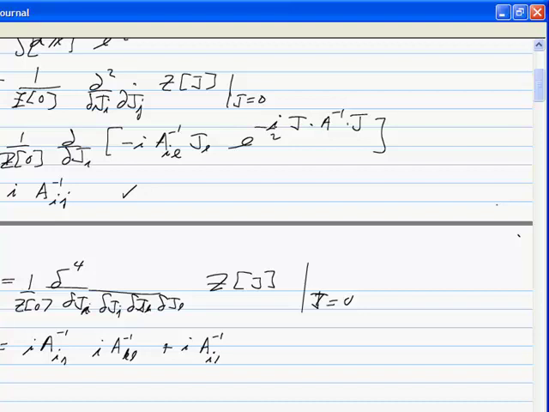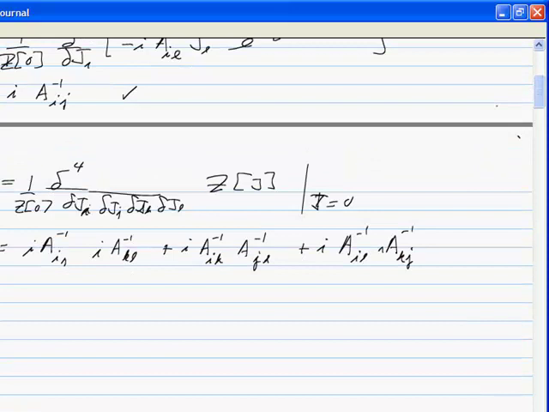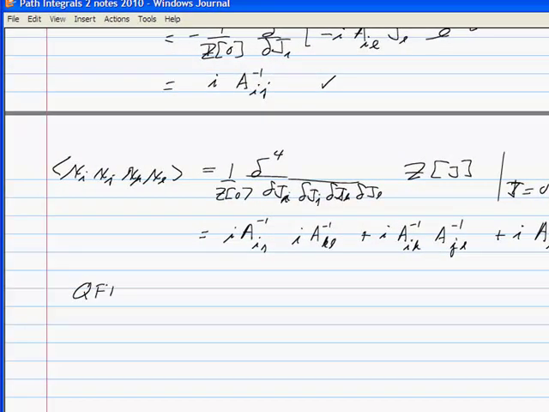a minus 1 ik, jl, and il, and so on. Okay, so I think I have all the indices right there. It's basically all the different permutations, but you bring down this factor. Okay, so just as a preview, when we get to quantum field theory, remember the transition from quantum mechanics to quantum field theory is we take these xi's and replace them by phi's of x's.